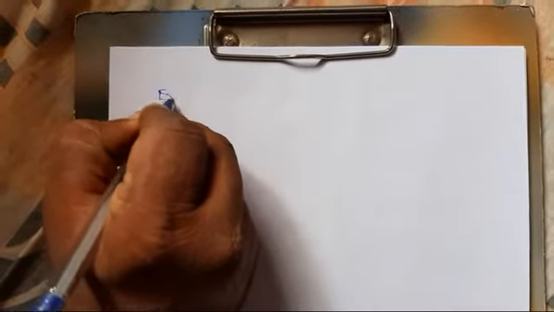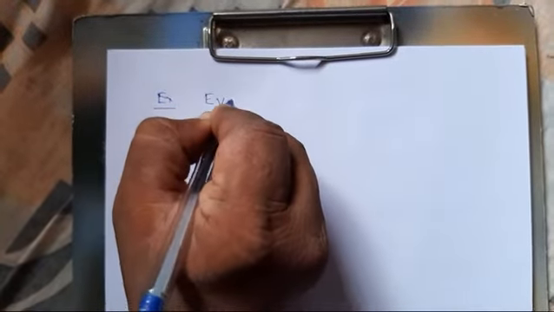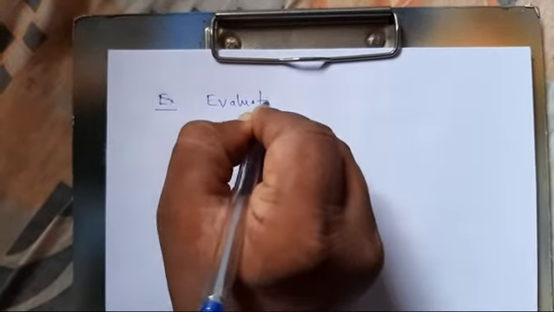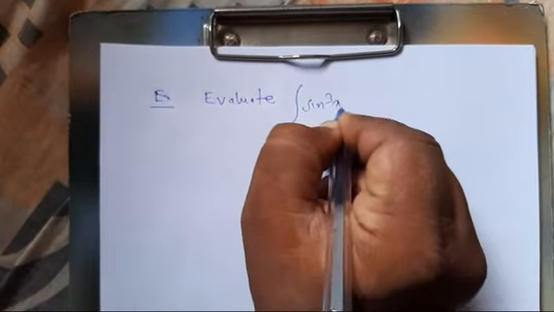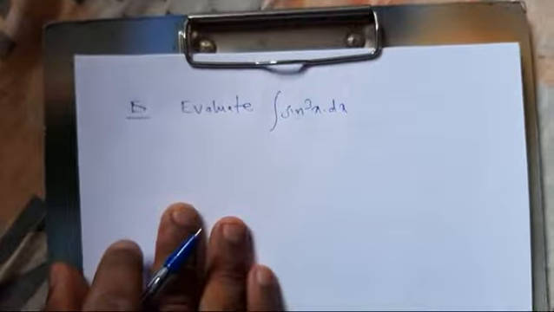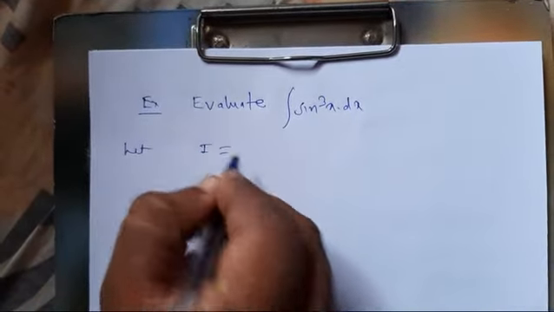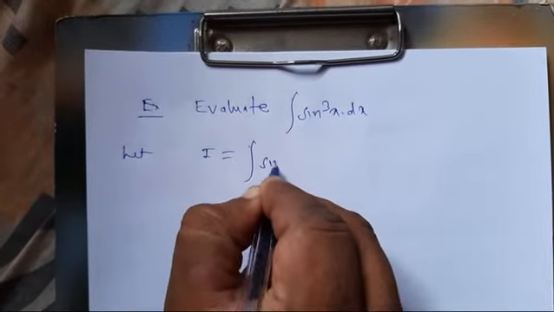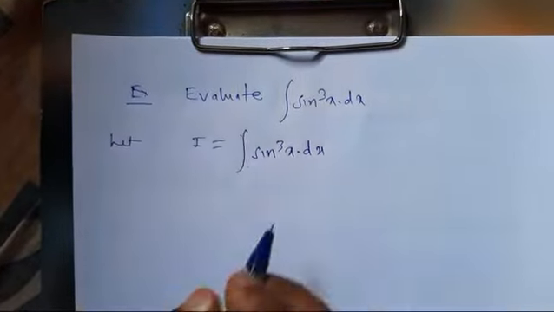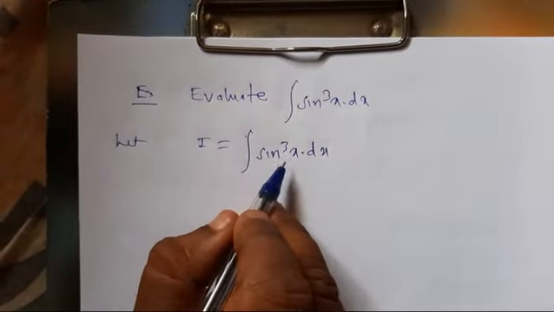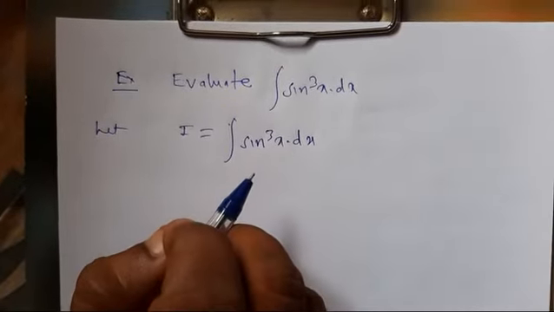So I'll take one more example. Evaluate integration of sine cube x dx. So let I is equal to integration of sine cube x dx. Again here we have sine cube of x. Again I will convert this into linear form.